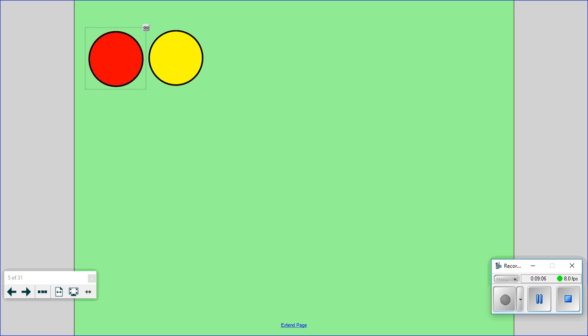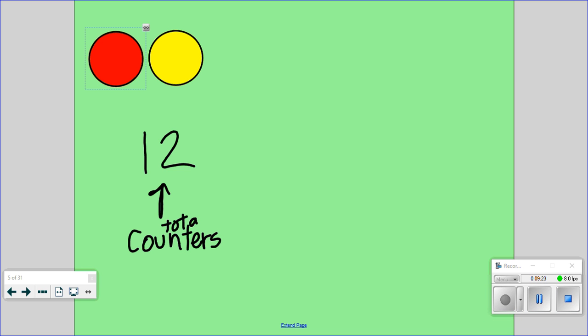I asked you to have 12 counters, right? Remember that? So I want you to write down the number 12. Those were all of our counters. Total counters is 12. That's what we started with. Did you magically get any more counters? No. Did you magically get any less counters? No. We started with 12 the whole time.